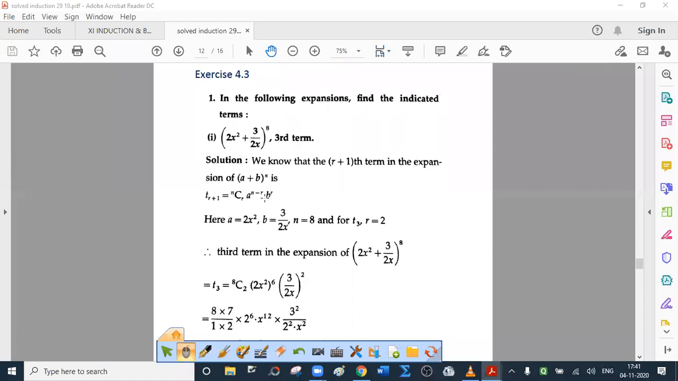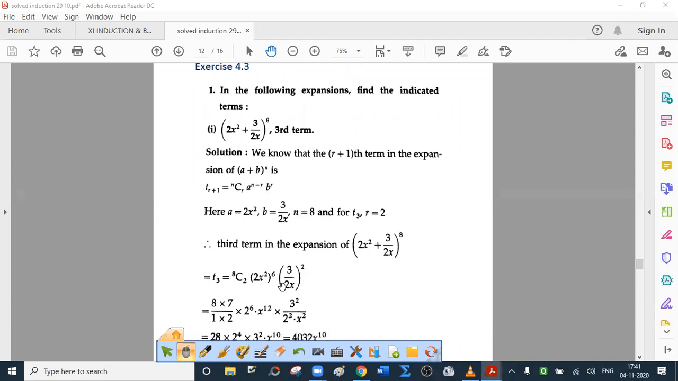This is how we have to start. T(r+1) is this. Then compare. Here a is 2x², b is 3/(2x), n is 8. And we are asked to find T3, so r is not 3. r is 2. Okay.